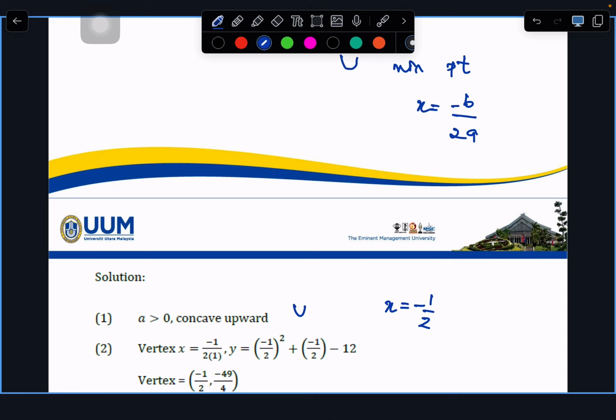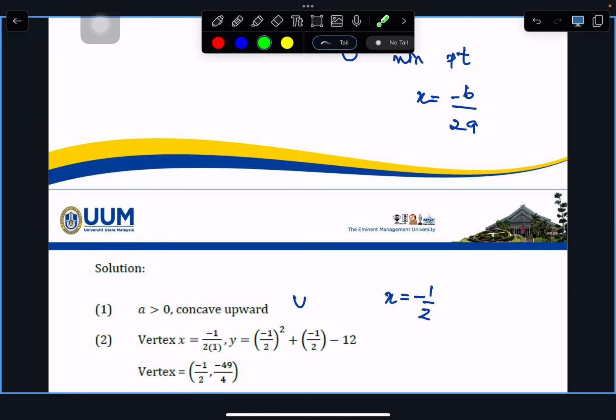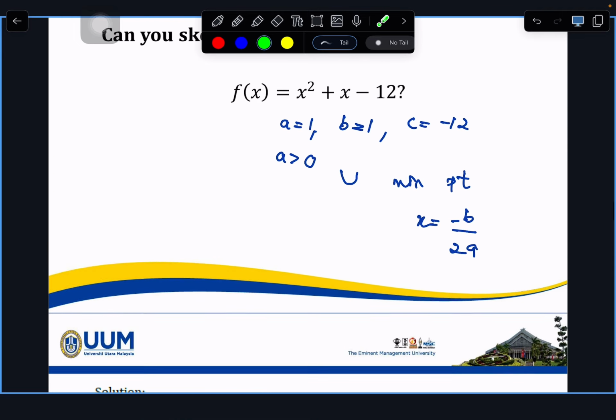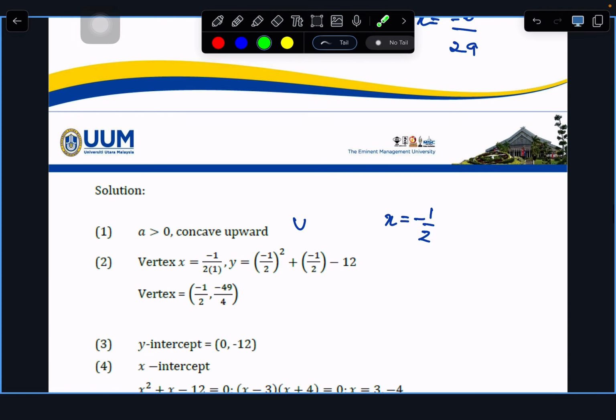What do we do with x equals negative 1 over 2? Yes, we sub this x value into our original quadratic function. That's why we have it here. This is from our original quadratic function, which is y equals x squared plus x minus 12. That's why we get this one. You see that? And when we solve this, I believe the answer is negative 49 over 4.